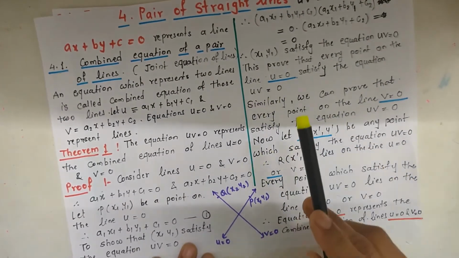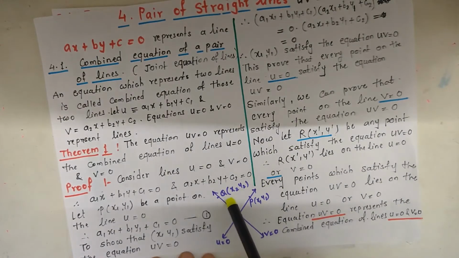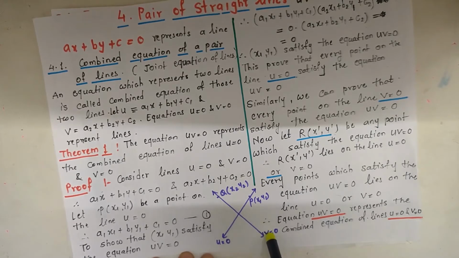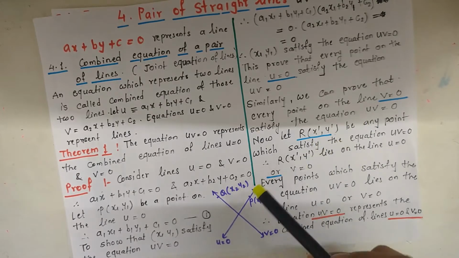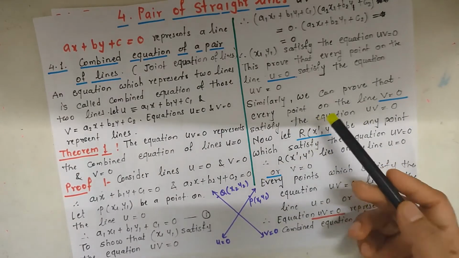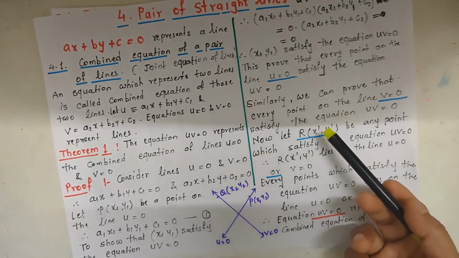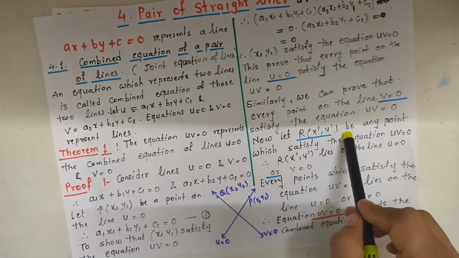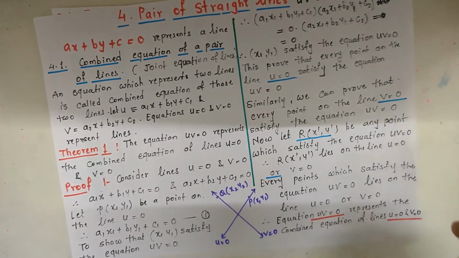Suppose Q(x2, y2) be any point on the second line, then we can prove that every point on this line v = 0 satisfies the combined equation u into v = 0.